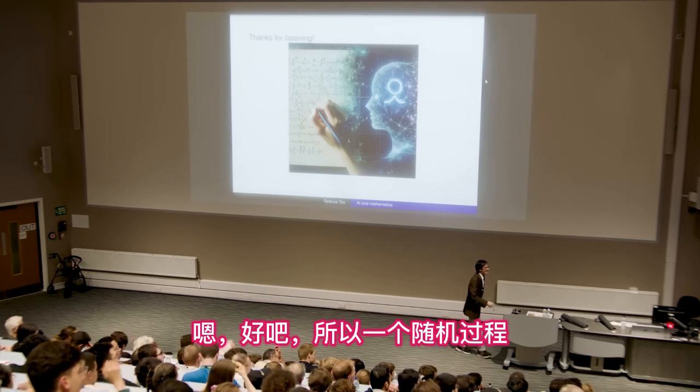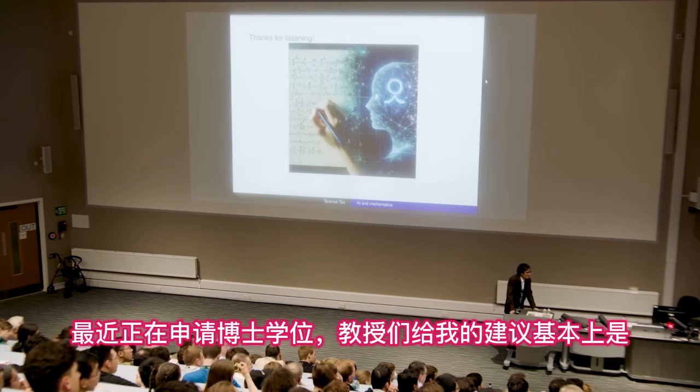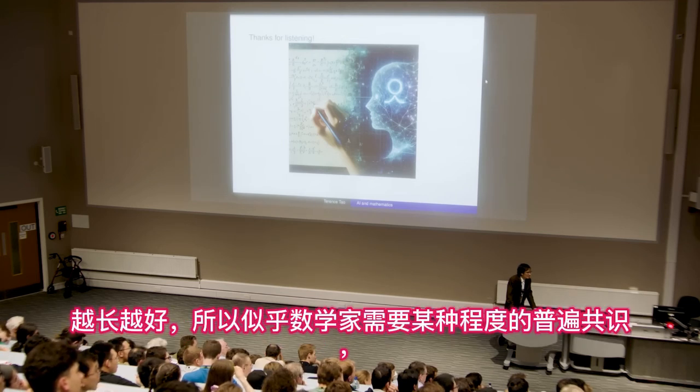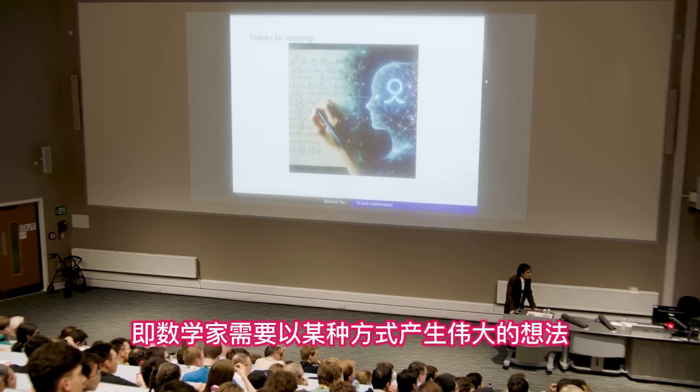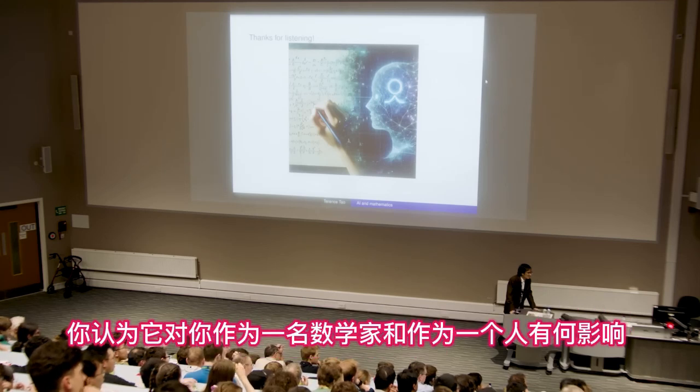It's sort of a random process, but okay. That will not be quite relevant to the topic of the talk. But I was recently applying for PhDs, and the advice I was given by the professors was basically along the lines of the longer the better. So it seems like there's kind of a general agreement that mathematicians need, it would seem to me, to grow up to big ideas. So from that perspective, how do you think about your decision to go to the university at such a young age? Did you think about how it influenced you as a mathematician and as a human being?